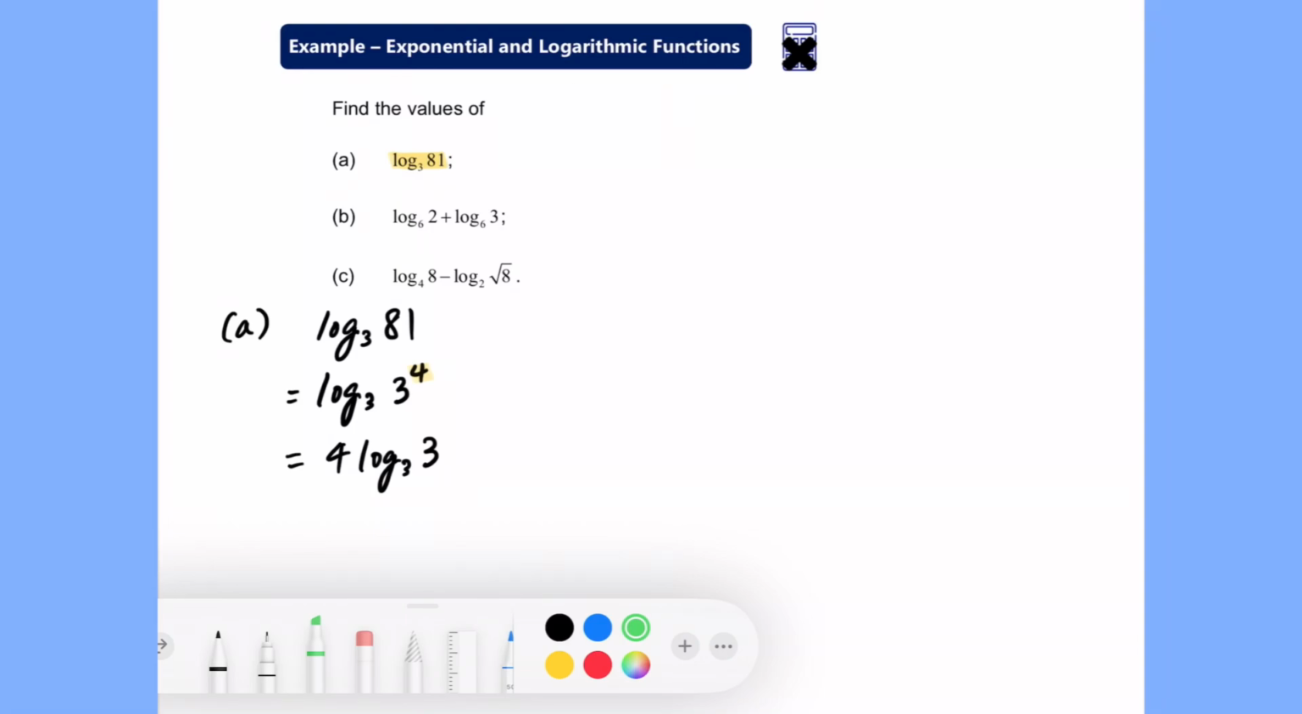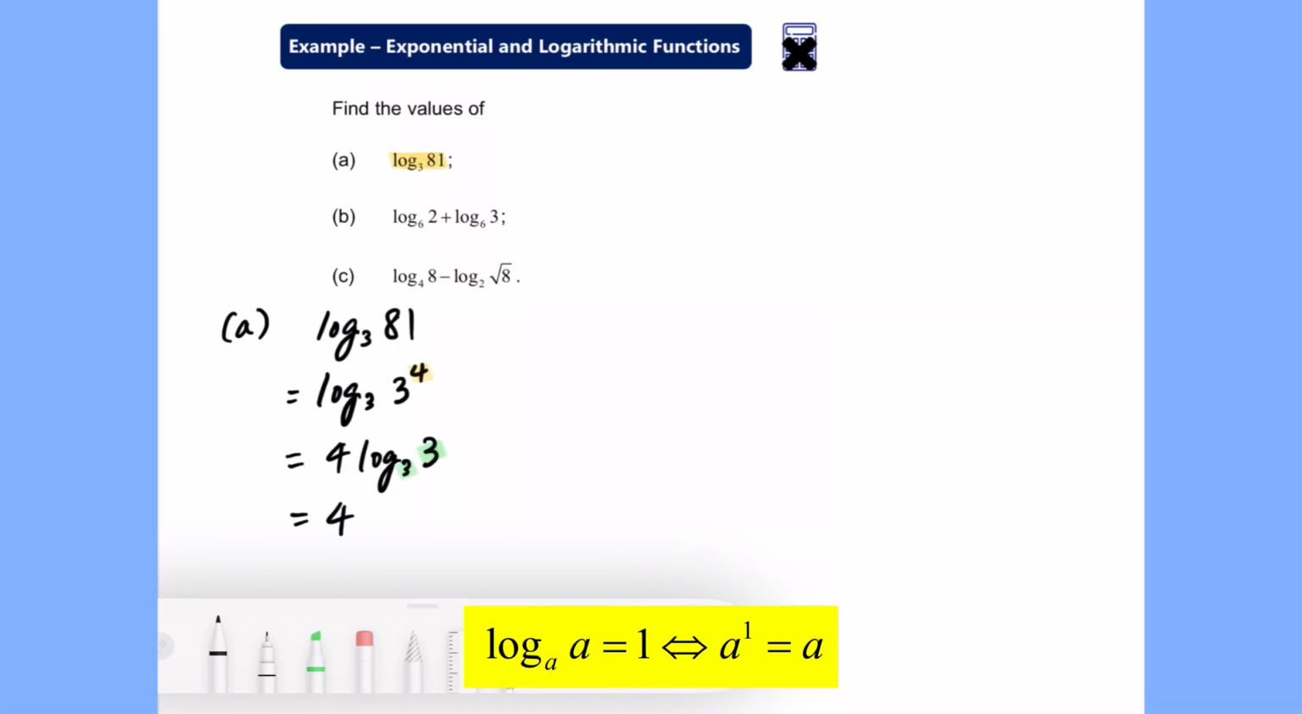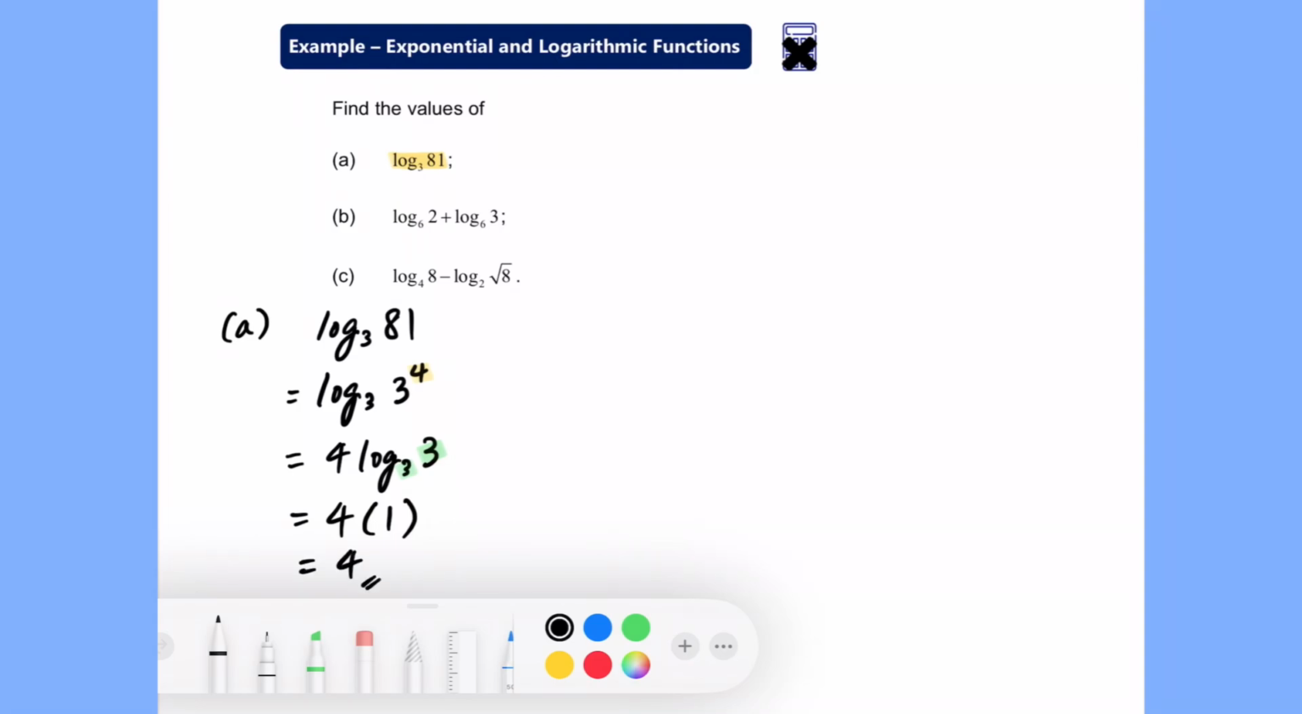Then from this step, we can see that the base and the number inside the logarithm will be the same. Then we can try to use this property such that log to the base 3 of 3 can be presented as positive 1. So that the result becomes 4 times 1, which will be positive 4.